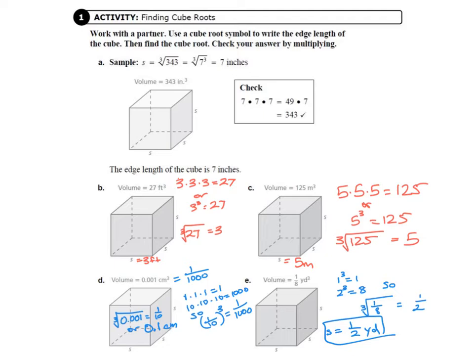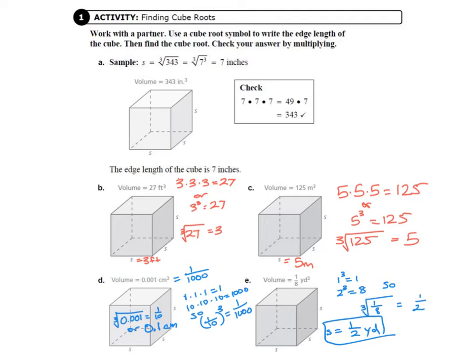Okay, take a look at what I did. I tried to break it down into parts. So 27 is 3 times 3 times 3. So the cube with a volume of 27 cubic feet has each side 3 feet. For the 125 cubic meter cube, 5 times 5 times 5 is 125. So its cube root is 5. So each side has to be 5 meters. And I shouldn't say side, I should say edge.